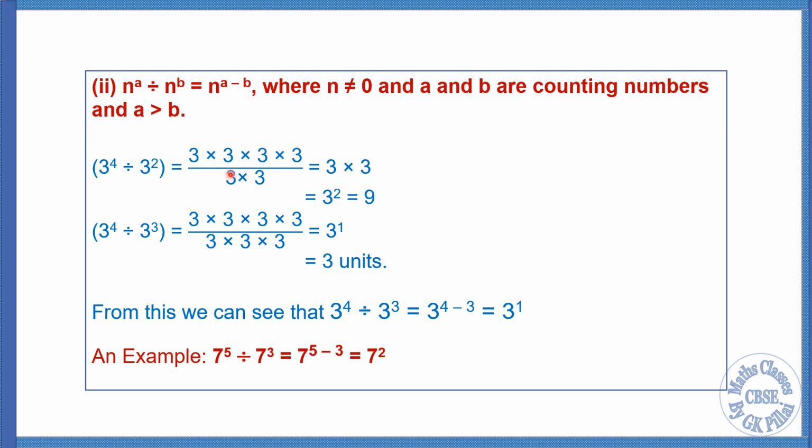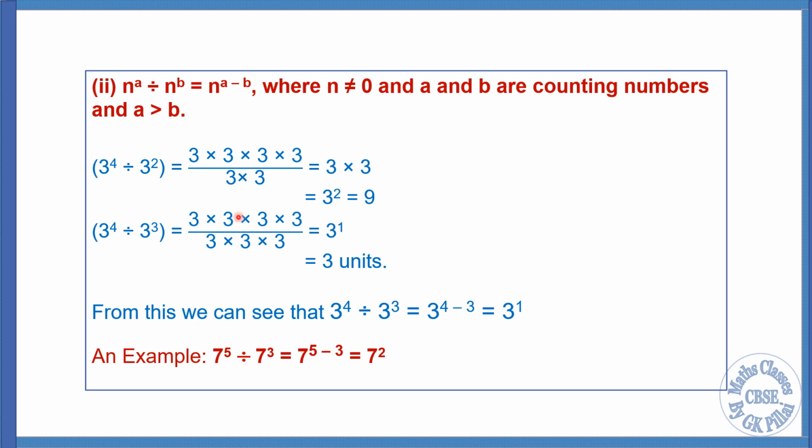When you cancel out, ultimately you will get two 3's. So 3 raised to the power of 2 will be 9. So ultimately 3 raised to the power of 4 divided by 3 raised to the power of 2 will be 3 raised to the power of 4 minus 2, that will be 3 to the power of 2. You will understand here.